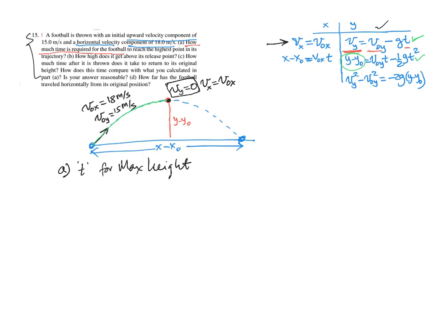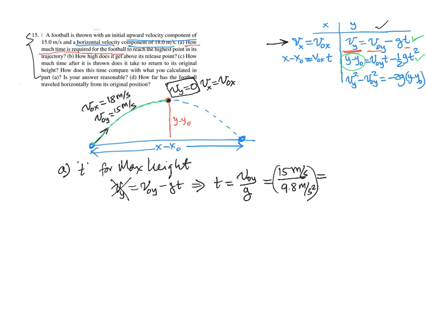So let me rewrite that. Vy equals v0y minus gt. Vy is 0, so all I have to write is t equals v0y divided by g. That's equal to 15 meters per second divided by g, which is 9.8 meters per second squared. Use your calculator. 15 divided by 9.8 is going to give you the time, and that's going to be in seconds.